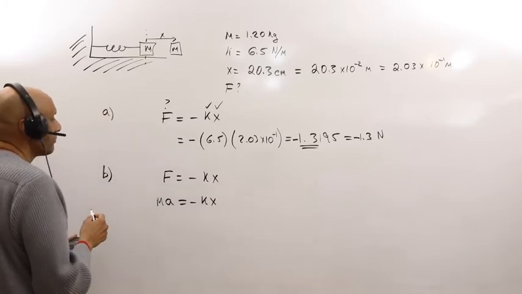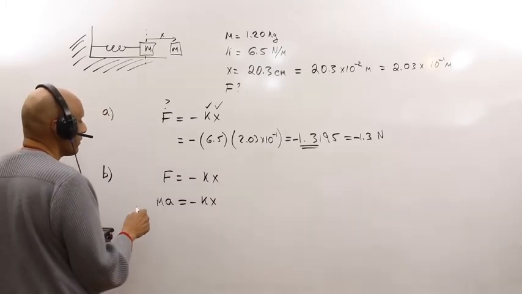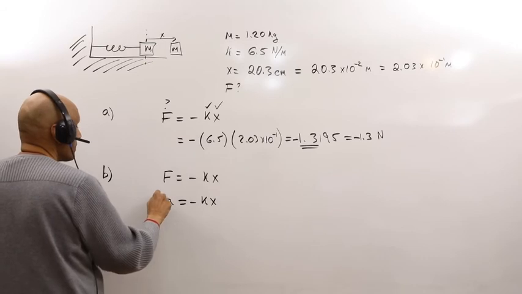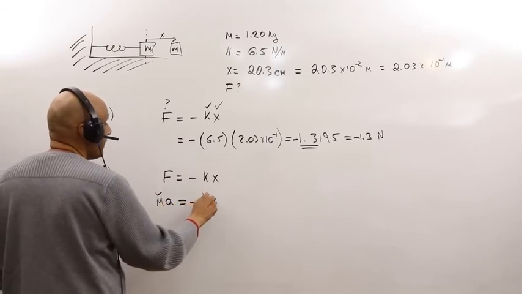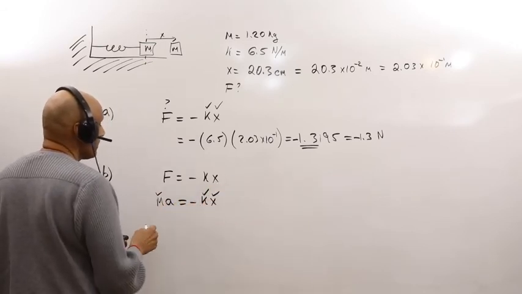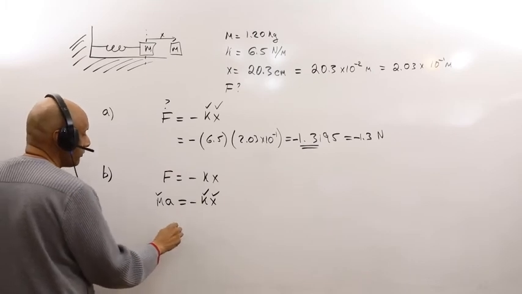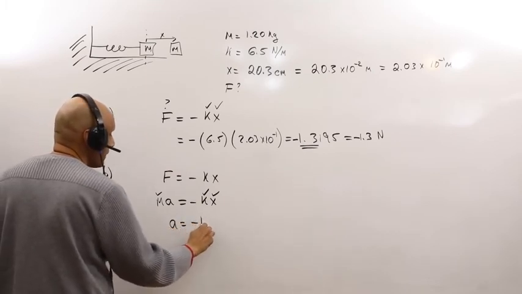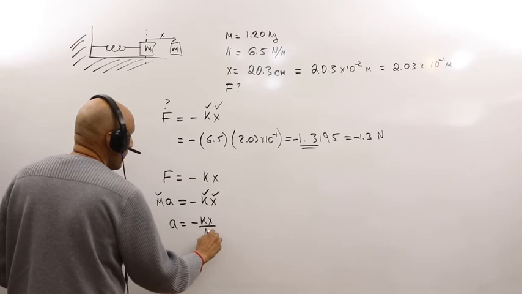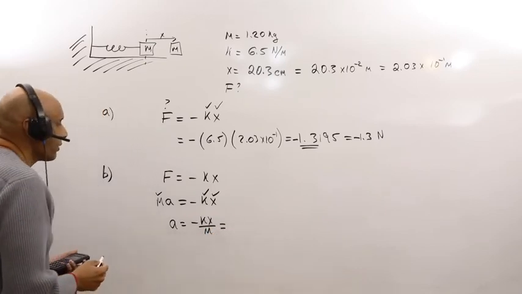And I'll put a little check mark on all the variables that we know. So we know the mass, that's given. We know the k, that's given. Here's the x. So a is the unknown, so I can solve for it. a is equal to minus kx over m. And now I'm going to start substituting all the numbers in.